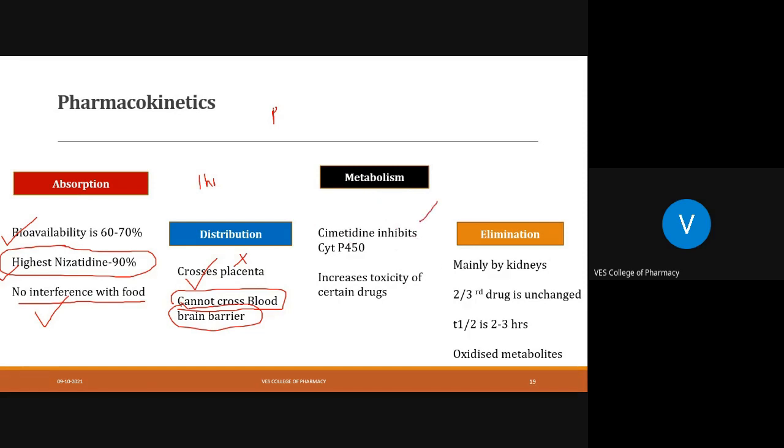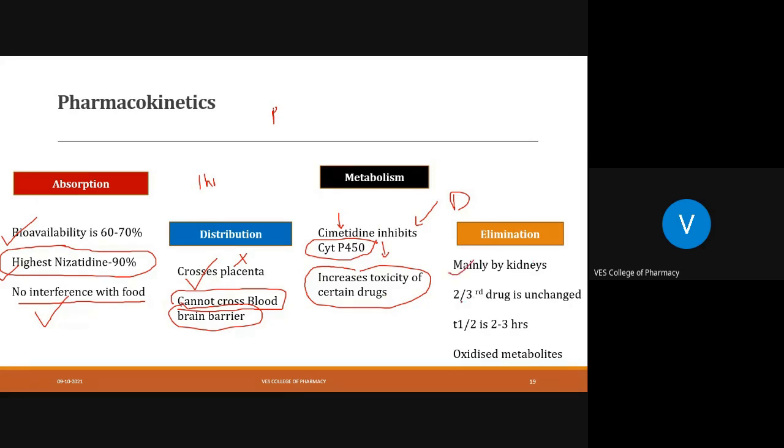Metabolism: they have a few drug-drug interactions. How? They inhibit some cytochrome enzymes. Because of that, a few drugs have some problems, and the toxicity of certain drugs increases for this reason. Then next one, this is about cimetidine, but next generation drugs have fewer interactions. We are not saying there is complete stoppage of drug-drug interaction, but there is a lesser amount of drug-drug interaction with the next generation.